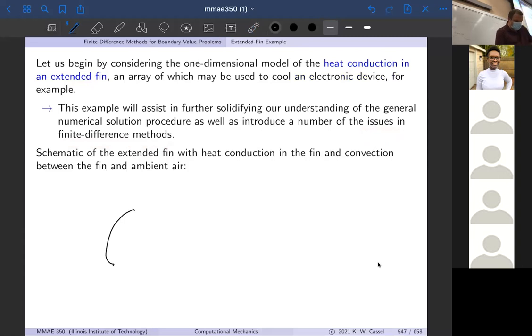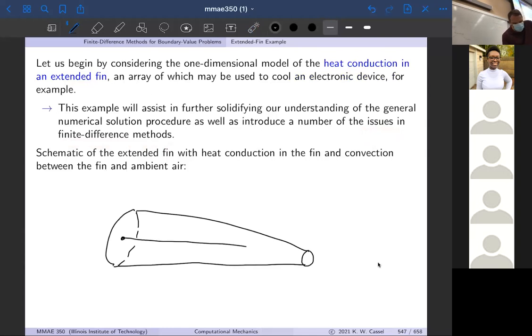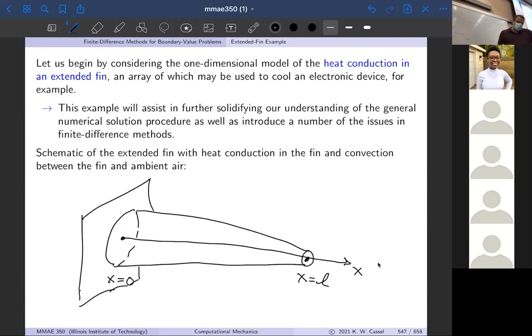draw an extended fin. It could have a variable geometry. So x will be along the length of the fin. X equals 0 is the base. X equals L is the tip of the fin. And then that's mounted on your chip, for example. And that is what's being cooled. So this surface, we'll call it T sub B for base. So that's the temperature of the base at X equals 0.